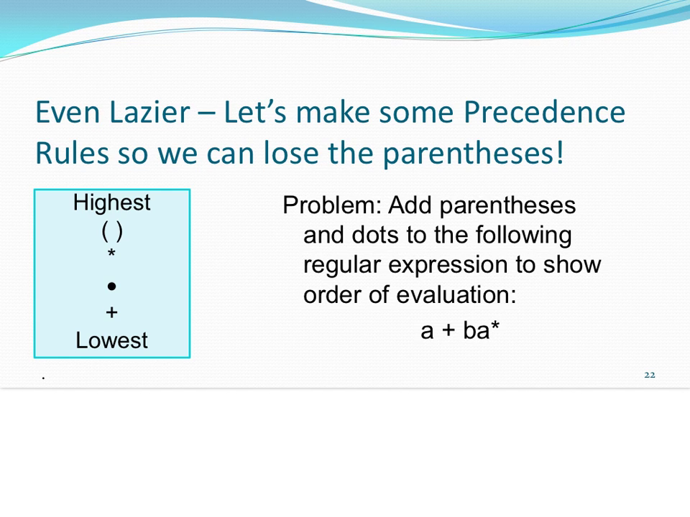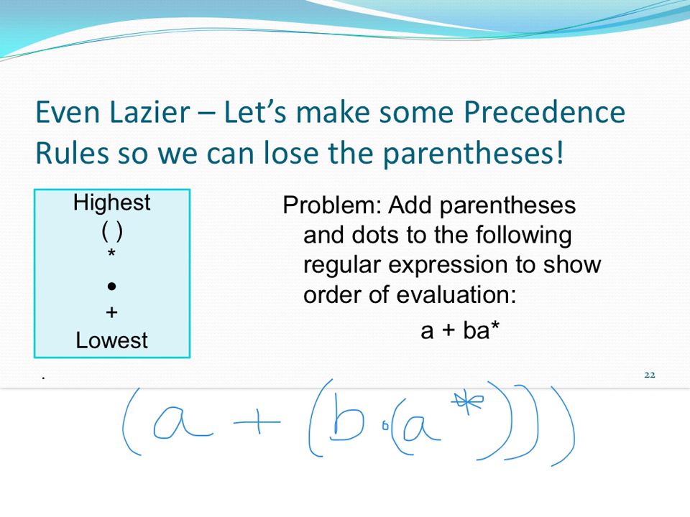So here's kind of the reverse question. I said add parentheses and dots to the following regular expression to show order of evaluation. So let me just write it out a little bit bigger. So we've got A plus, and I know that there's going to be dots in there, B dot A star. Right, and if we look at this, star has the tightest binding, so this A is going to get starred. That A star is going to happen before anything else, and then dot happens. So then we would do that, and finally we would evaluate the plus. Keeping in mind, of course, that plus means union, right?